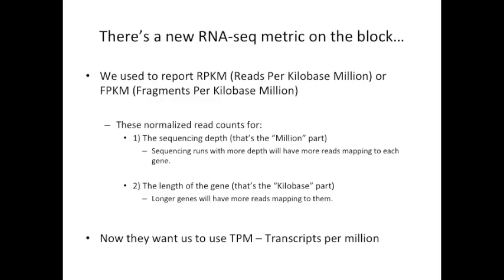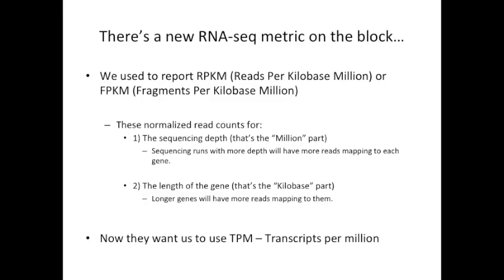The other thing that these metrics normalize for are the lengths of genes. That's the kilobase part. Longer genes will naturally have more reads mapping to them than shorter genes, and it's important to remove that bias from the analysis as well. However, nowadays they want us to use TPM, which stands for transcripts per million. So today we're going to talk about these three things and how they're related and how they're different and how I think that using TPM is actually a really good idea.